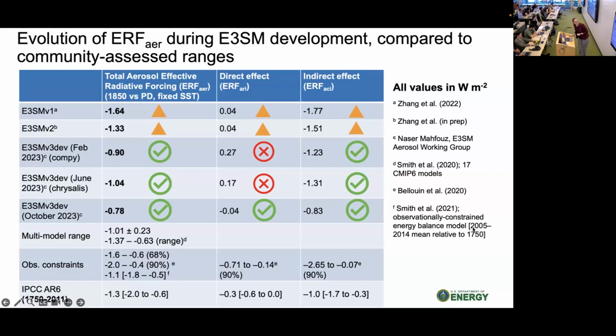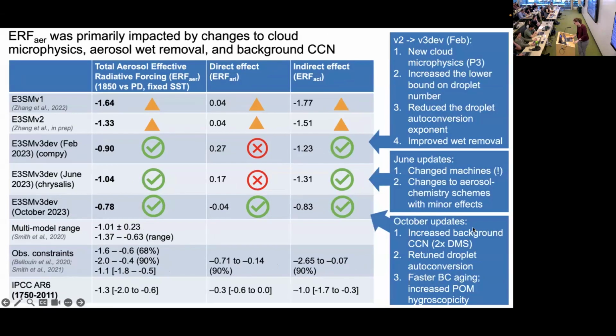And then in the first version of V3 development, we reduced the aerosol effect to minus 0.9, then it increased a little bit, and then we got it down to minus 0.78. And with all of these values, finally, in the end, we have a direct effect and indirect effect that are all within the ranges that the community agrees are possible. So what did we do to arrive at those differences?